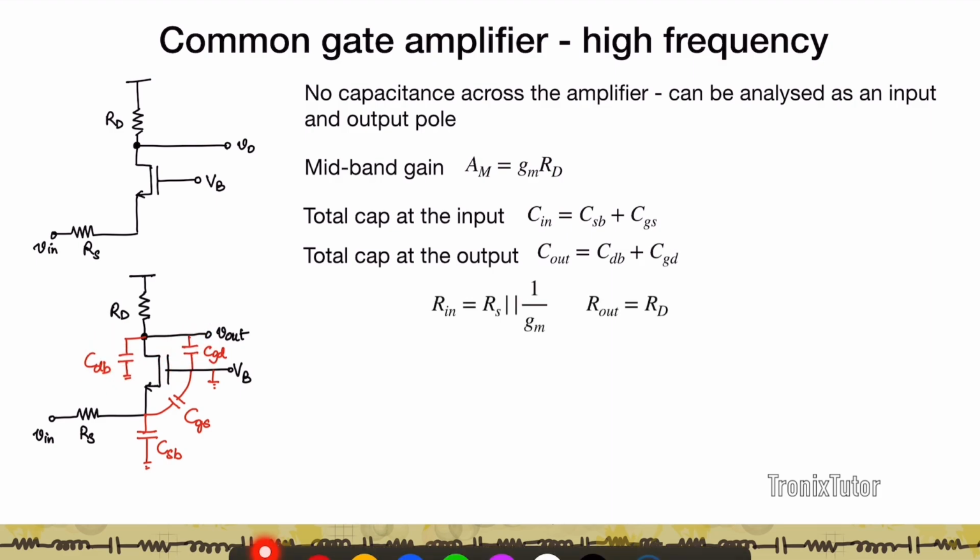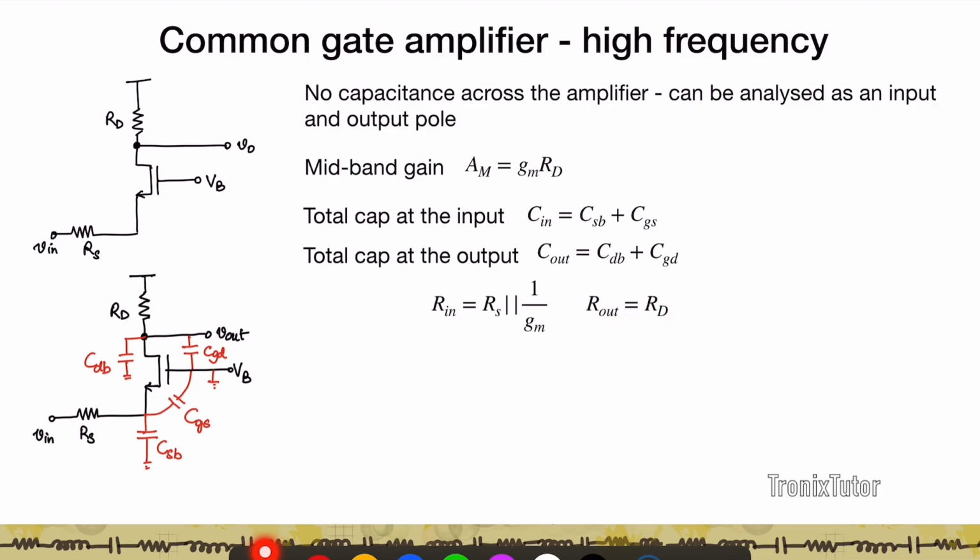Similarly, if you look at Rin at the input, the Rin at the input is going to be given by Rs. Remember, when you're doing Rin, this Vi is grounded. Your input, remember the Rin of the common gate is 1 by Gm. So your Rin is actually Rs parallel 1 by Gm.